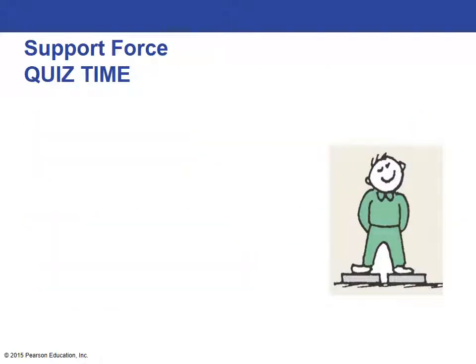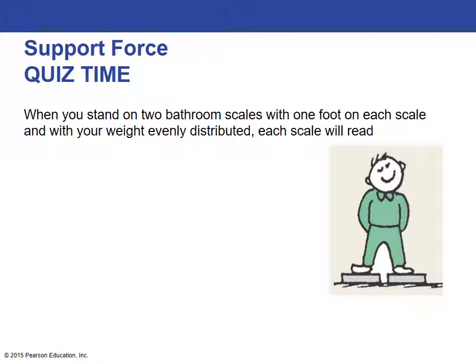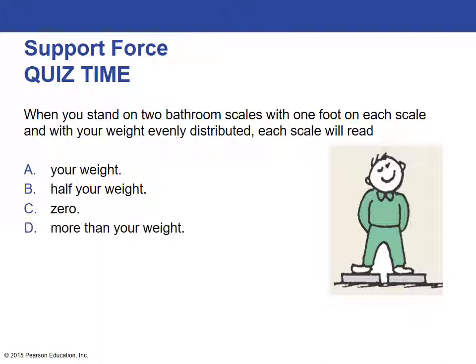Here we've got another drawing, another example. You've got two bathroom scales. You've got your foot on each one of them, and you are perfectly in between the two. What do the two scales measure? Does each scale measure your weight? Does each scale measure half your weight? Does each scale measure 0? Or does each scale measure something more than your weight? What do you think is going to happen? If I can find the scales, this is an experiment that we will do in class.